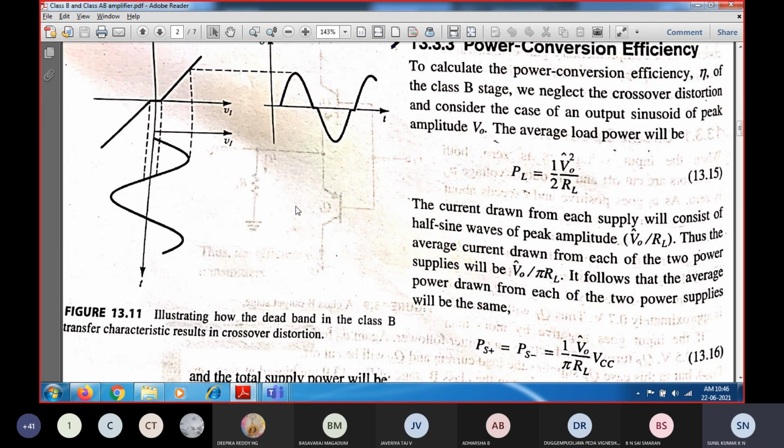Two power supplies are there, so you will have V0 peak divided by pi RL for the positive power supply, and for the negative power supply it is also V0 peak divided by pi RL.